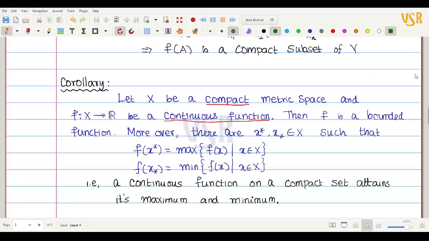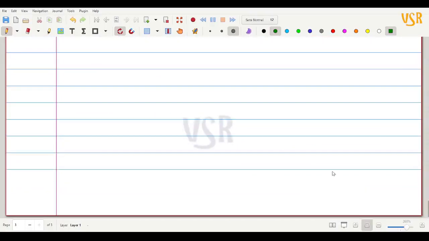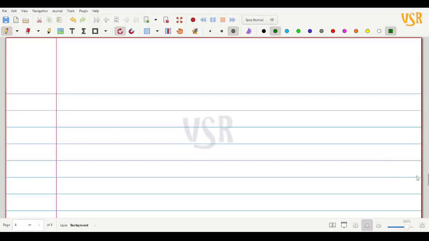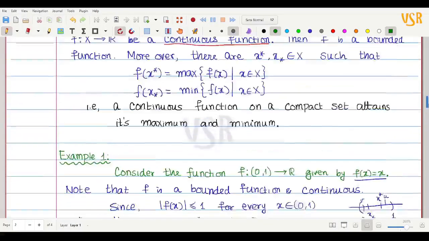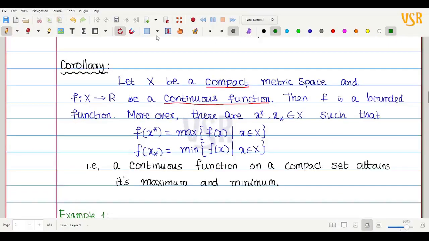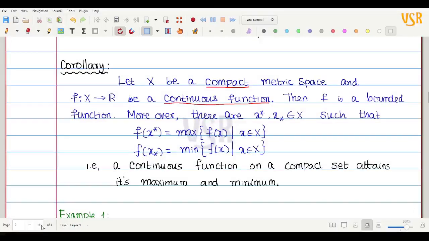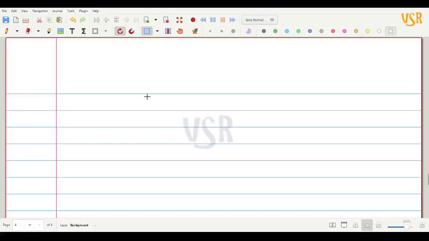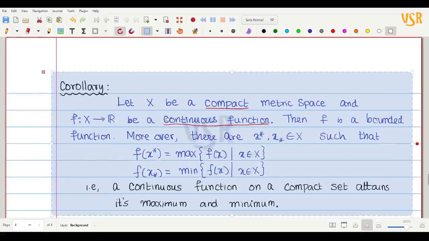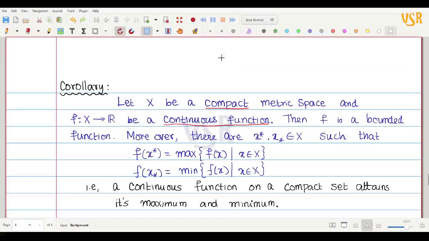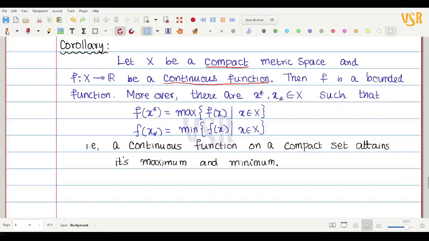I will now prove this corollary. Okay? So how do I prove it? We have brought the corollary here, copy and paste. The proof is very simple. So this is my corollary. We are going to prove this theorem. Okay, let us prove the corollary. So proof.